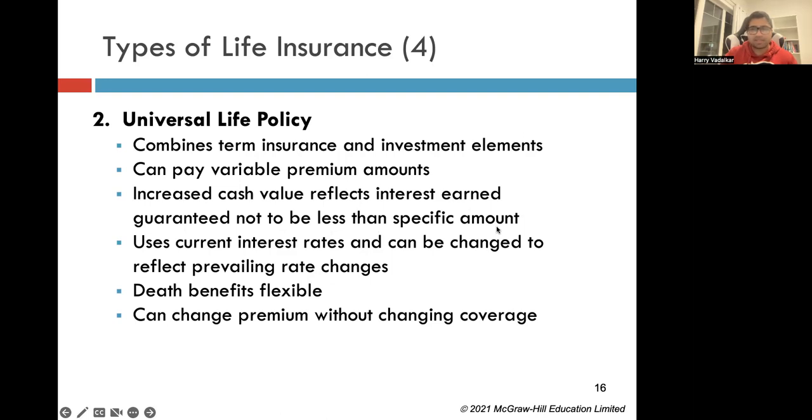Okay. But it doesn't pay much interest. The rate of growth is very low, and most of the time it is below inflation. So not that useful. People will try to sell you this a lot, right? Because the commissions on these products are amazing, but it might not be suitable for everyone. Okay. It uses current interest rates and can be changed to reflect prevailing rate changes. The death benefits are flexible, right? And you can change the premium without changing coverage.